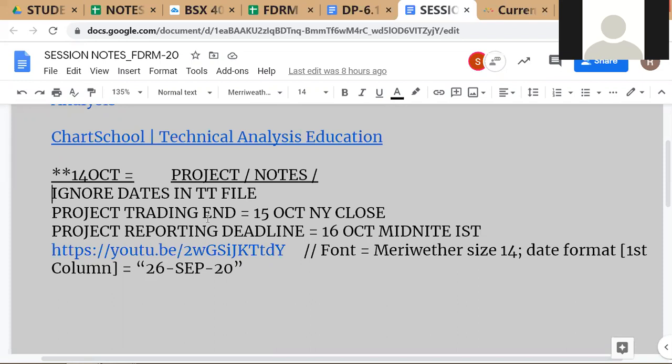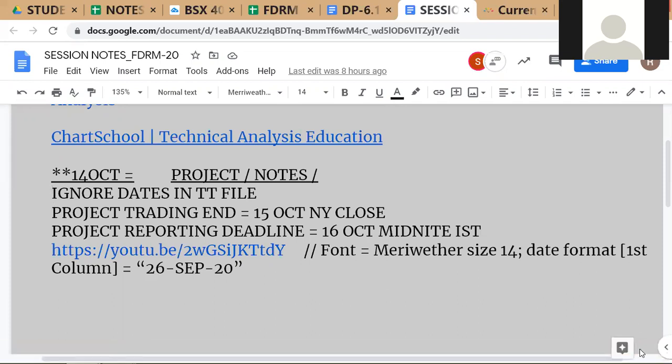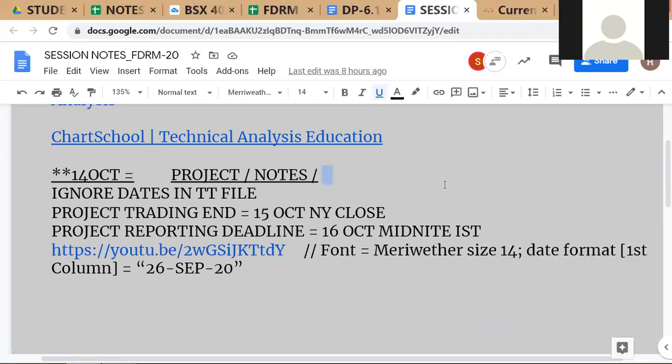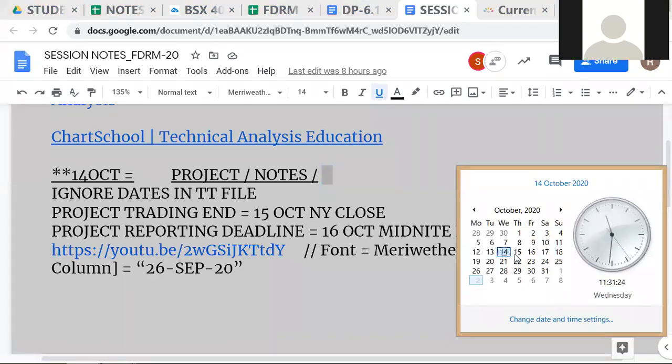So there's a small change. Initially, we had planned to finish on 16th October, which would have been a Friday. But since the PGDM office has brought forward my deadline for submission of the grades by a couple of days from the earlier plan, I want to bring forward the ending date for your project by 1 day. I'm going to move it from 16th to 15th.